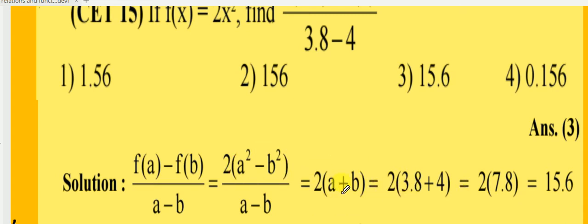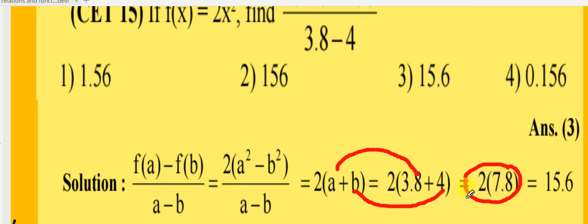Here a is nothing but 3.8 and b is nothing but 4. So let us add and multiply by 2. That is 2 into 7.8, which is 15.6. This is the required answer.